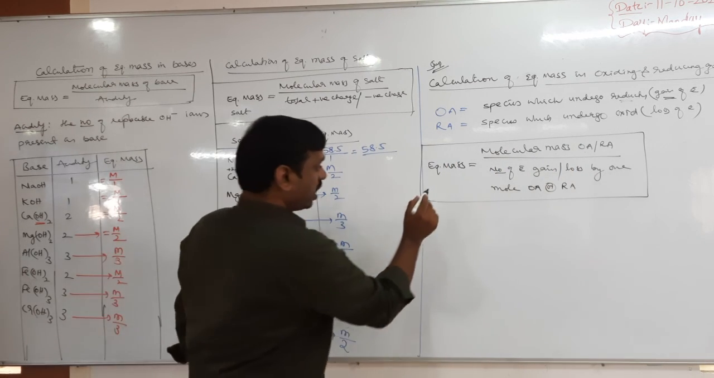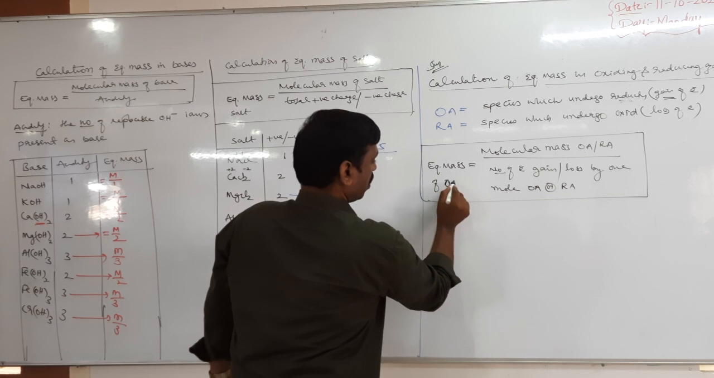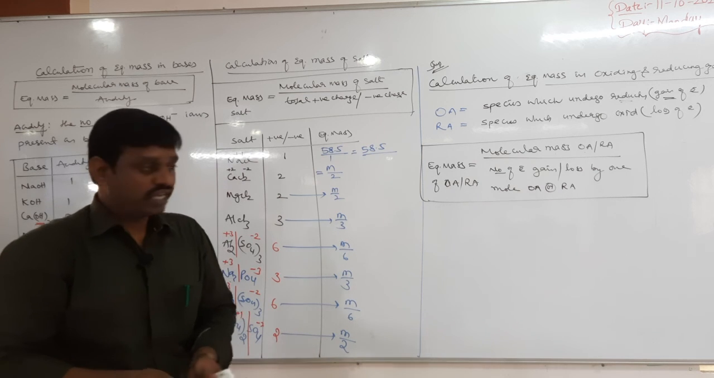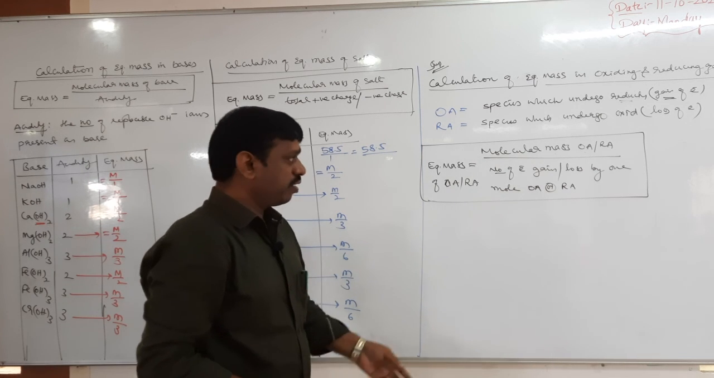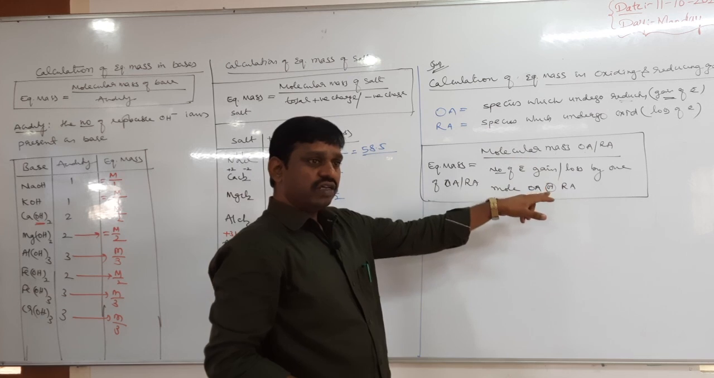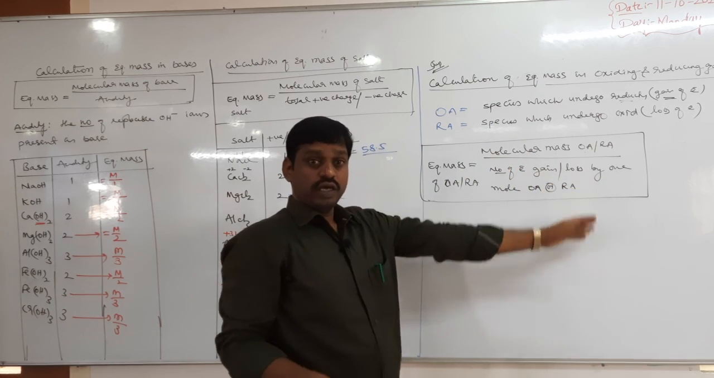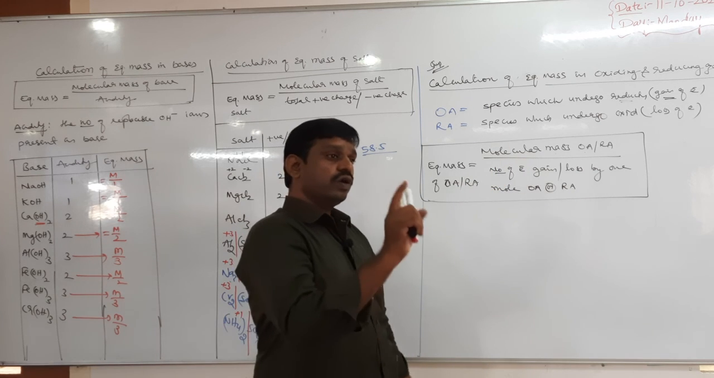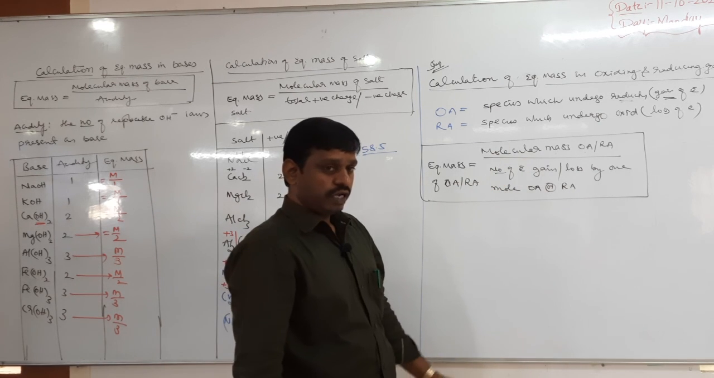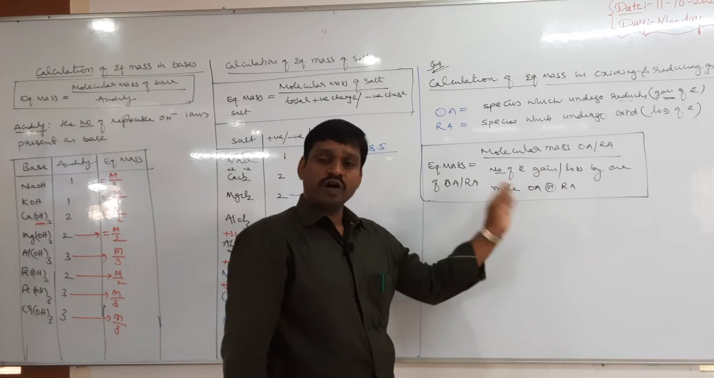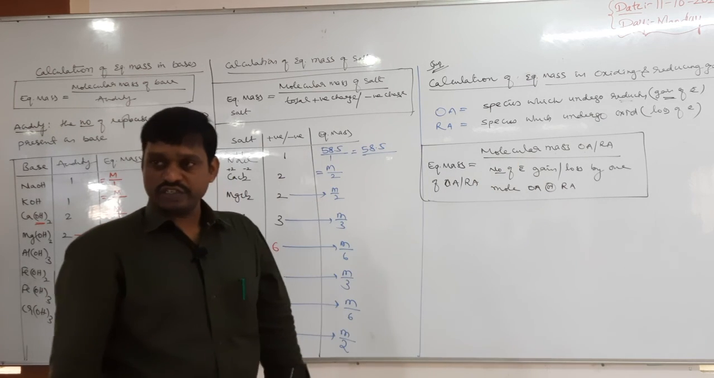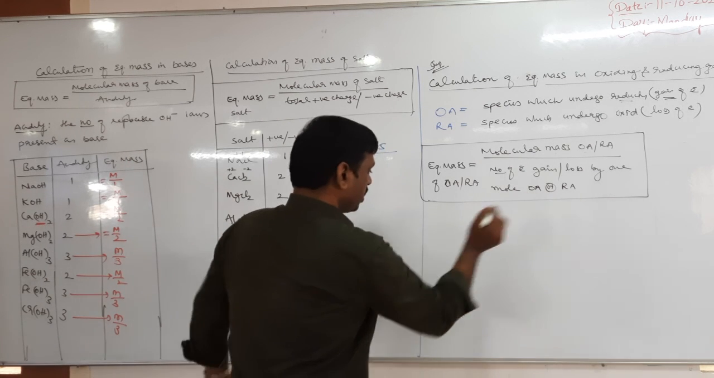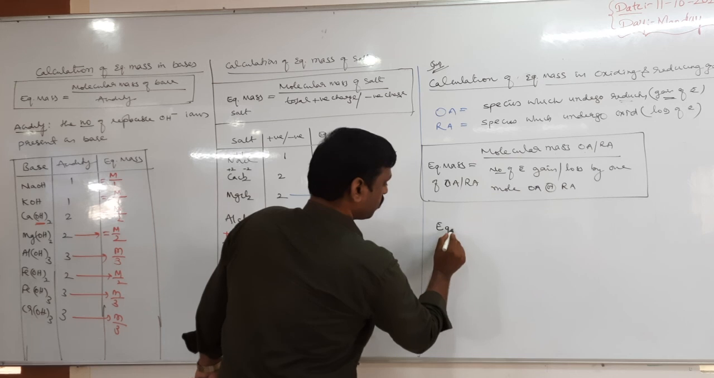Equivalent mass of an oxidizing or reducing agent is equal to the molecular mass of the oxidizing or reducing agent divided by the number of electrons gained or the number of electrons lost by 1 mole of the oxidizing or reducing agent. It should be by only 1 mole. It means we should calculate per mole of oxidizing agent, per mole of reducing agent. Or sometimes you can calculate in this way.